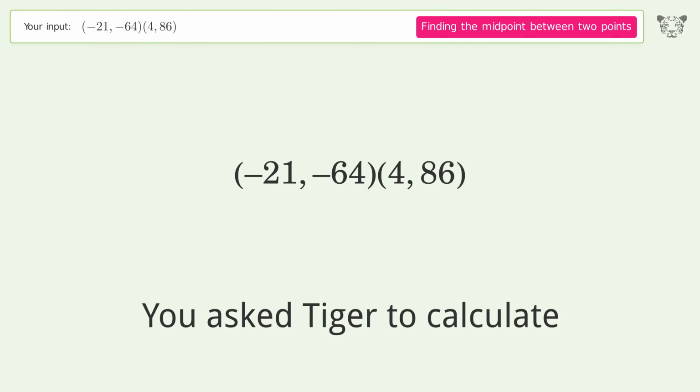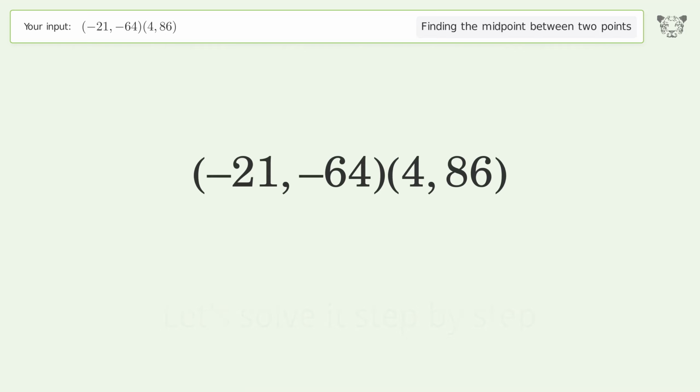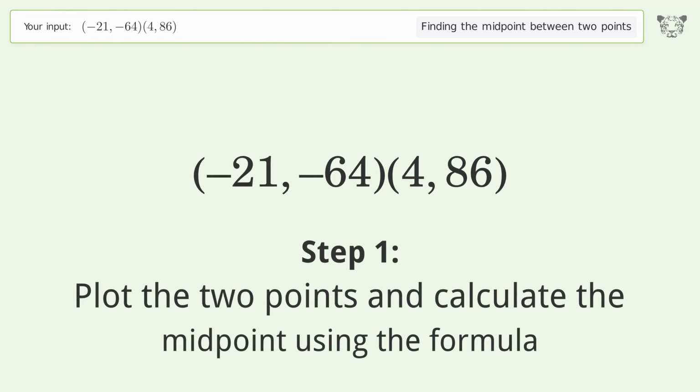You ask Tiger to calculate. This deals with finding the midpoint between 2 points. The midpoint between the 2 points is -8.5, 11. Let's solve it step by step. Plot the 2 points and calculate the midpoint using the formula.